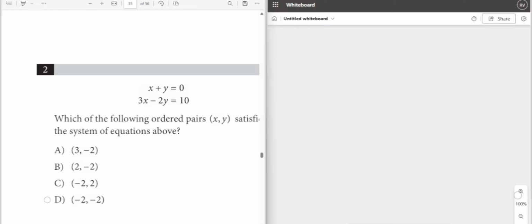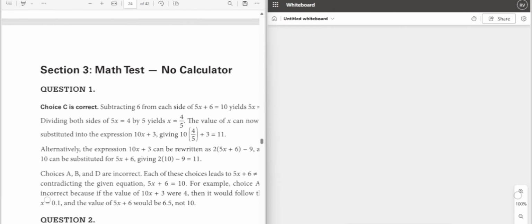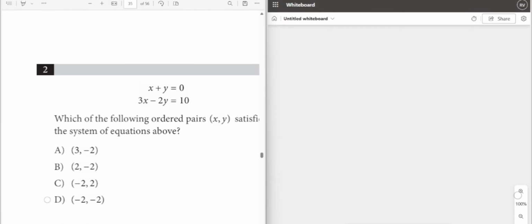x plus y equals 0, 3x minus 2y. So what I would do here is just plug in different options. If you do the first one, it doesn't make sense because 3 minus 2 is gonna be equal to 1. That doesn't do it. B, 2 and negative 2, that's looking good. Then you plug into the other one: 3 times 2 is 6, minus 2 times negative 2, which is negative 4. So 6 minus negative 4 equals 10. I'm gonna go with B. The correct answer for number 2 is B as well. So we got that one right as well.